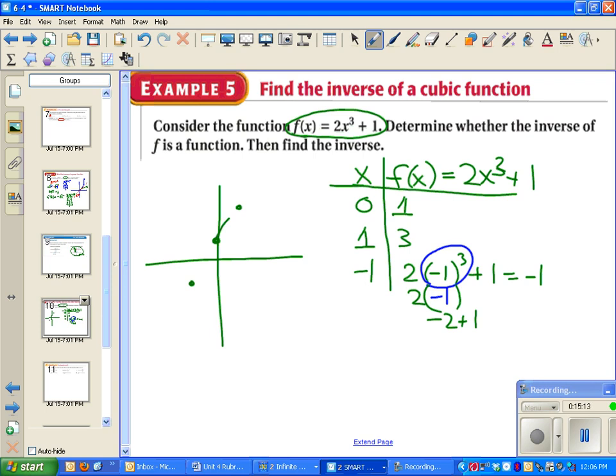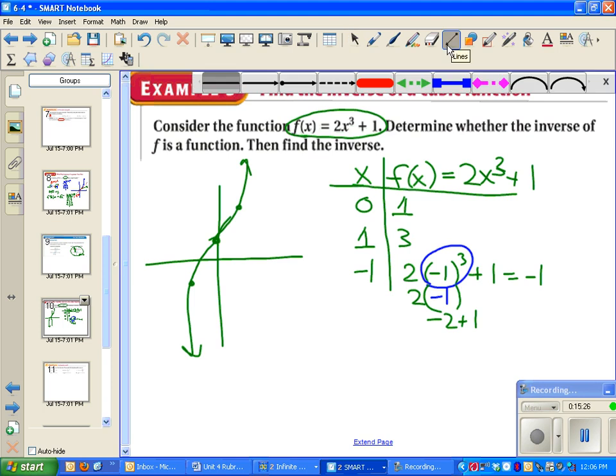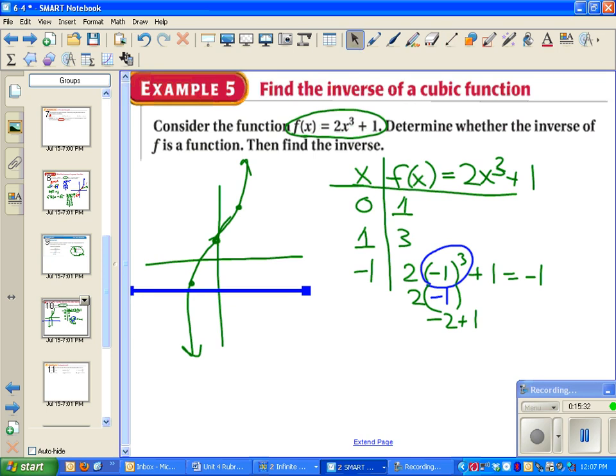So we have this shape that kind of looks like this. Okay. And if I were to draw a bunch of horizontal lines, or if I have a horizontal line, let's see, like that. If I move my horizontal line up and down on the graph, it only intersects the graph once. So this does have an inverse, and then we'll find it.